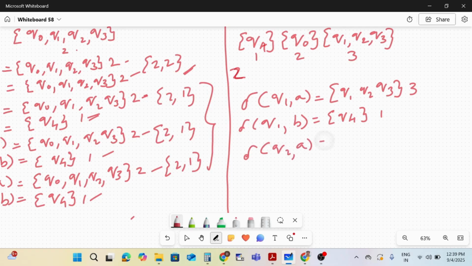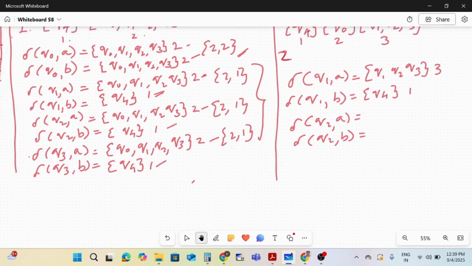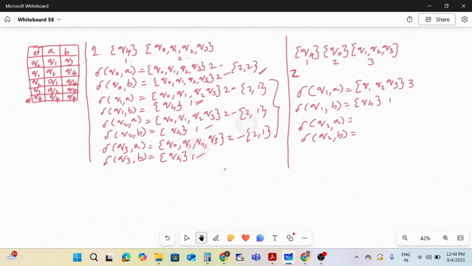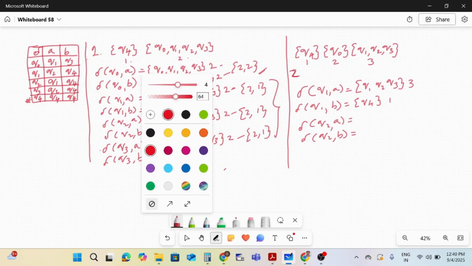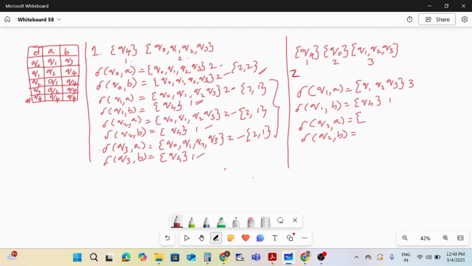Q2 on A, where it is going, the transition of Q2 on B, where the transition is going. Q2 on A, so we'll reduce the size of this. We can check it from here. Q2 on A, students, it is going to Q1. Q1 comes in group 3, that is Q1, Q2, Q3. Okay. Similar fashion, Q2 on B, it is going to Q4. So you can see that it is going to 3 and 1 classes only.